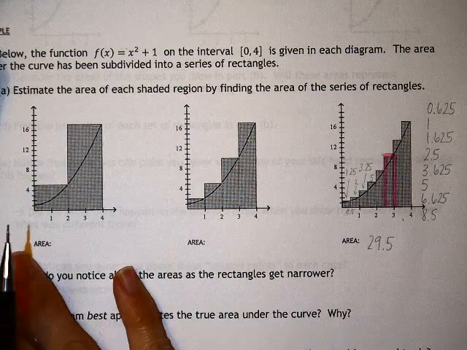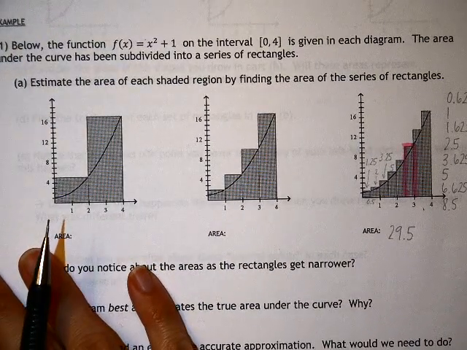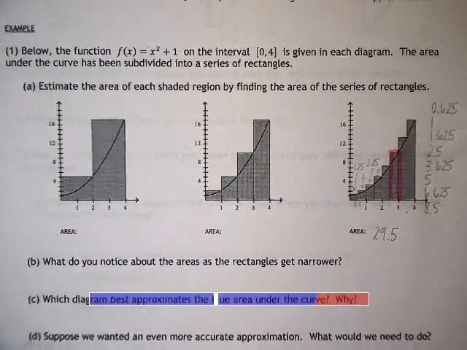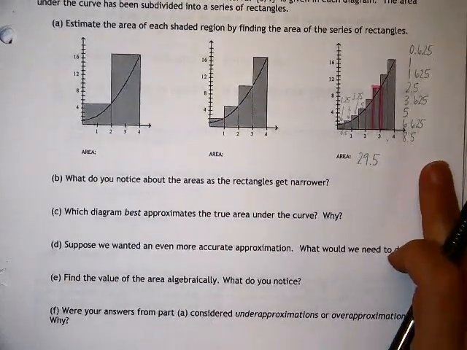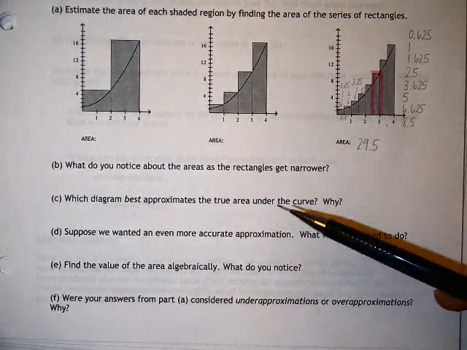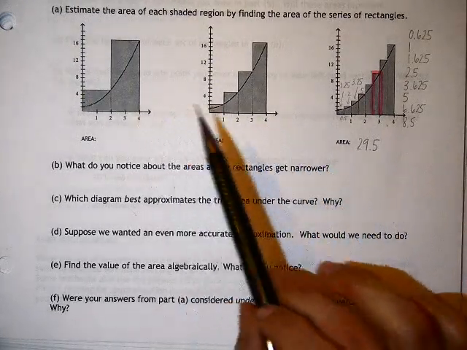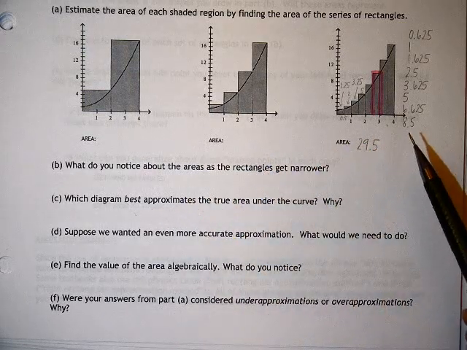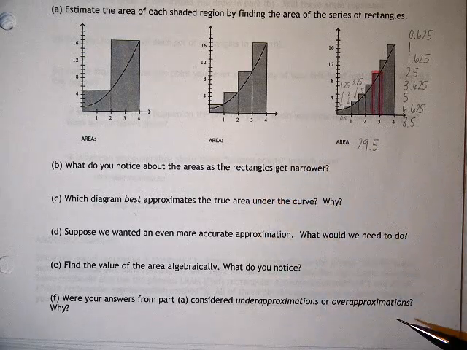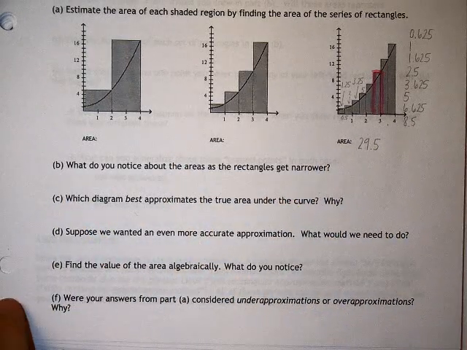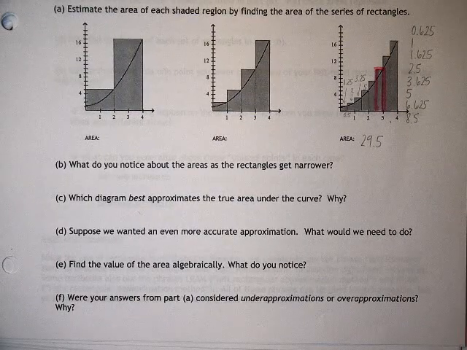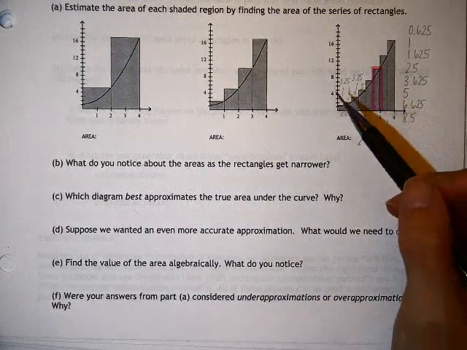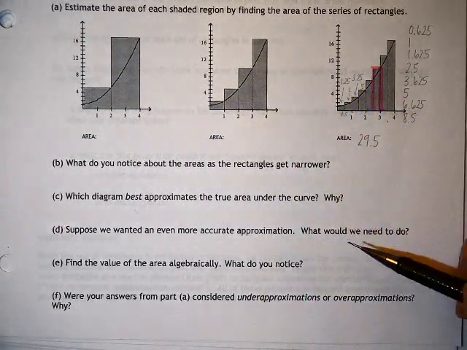So I'm going to pause the video at this point, actually stop the video entirely, and I'm going to ask you to do letter A. Once you finish letter A, most of the questions underneath it are observational. They're just going to ask you what you noticed about the answers that you got, which diagram best approximates the true area under the curve. So if you can, try to just go through those thought exercises. None of these questions are really tricky. It's just mostly asking you to take into account what the difference is between those diagrams and which one gives you the truest area under the curve.